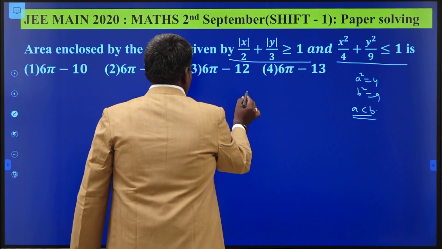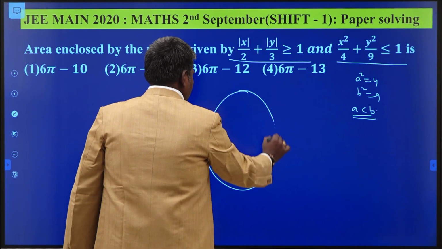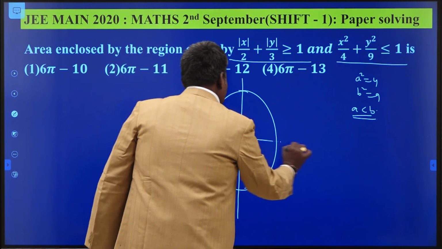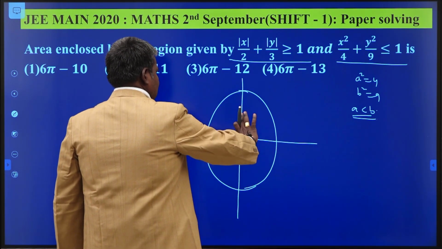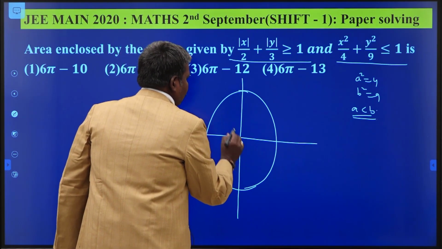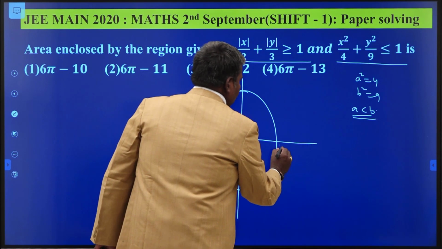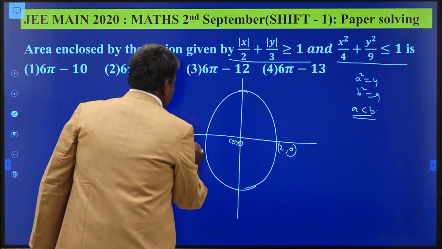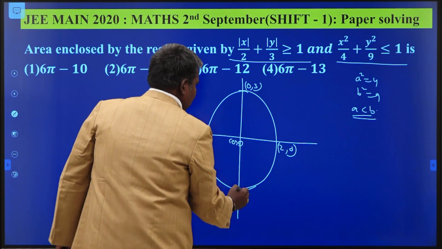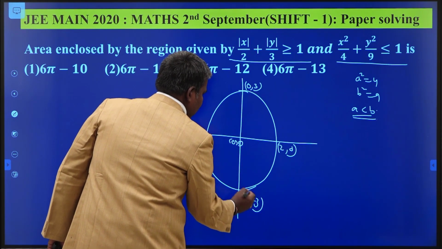So we have an ellipse in this manner. These are the axes of the ellipse. This is the minor axis, this is the major axis. Its center is (0, 0). The point is (2, 0) here, this is (−2, 0), these are the vertices (0, 3) and (0, −3).